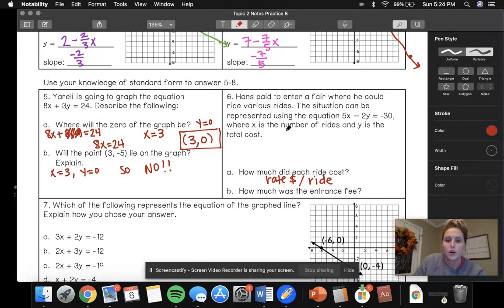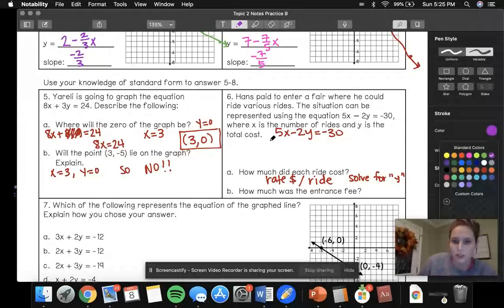Okay, so we know that there are 5 rides because that's the number of rides. Okay, and y is the total cost. So it's taking out $2 every cost. Okay, so what we need to kind of do is probably need to manipulate this equation to find the rate or the cost for every ride. So what that means is we're going to have to solve and put it basically in slope-intercept form. So we're going to solve for y. So 5x minus 2y equaling negative 30.